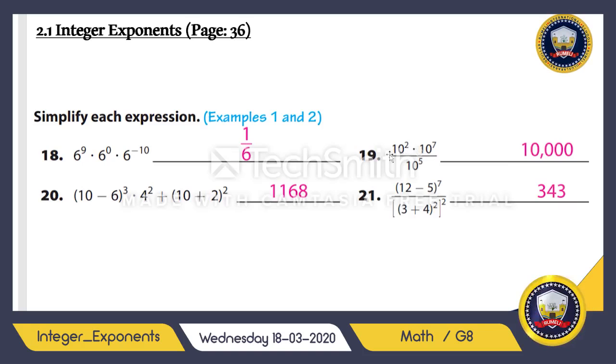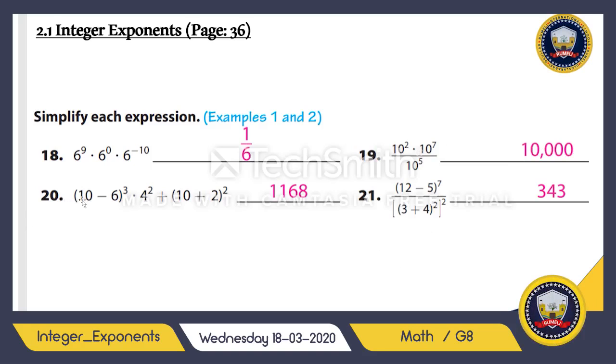For this one, 10 to the power of 2 times 10 to the power of 7 divided by 10 to the power of 5. I have multiplication, so first I will add 2 to 7, so here I will have 10 to the power of 9 divided by 10 to the power of 5. 9 minus 5 is 4, so it is 10 to the power of 4. What is 10 to the power of 4? It's 10,000.